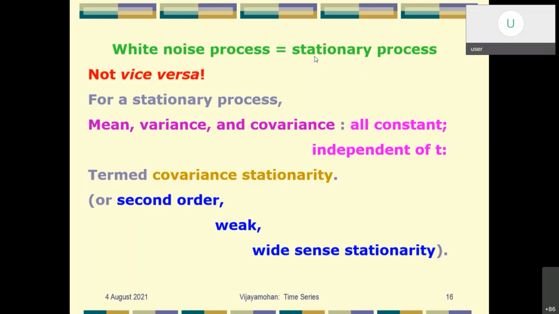So we can say that a white noise process is a stationary process, but a stationary series need not be white noise, because for a stationary series, the covariance is not zero. There is autocorrelation. So that is the difference between these two processes.